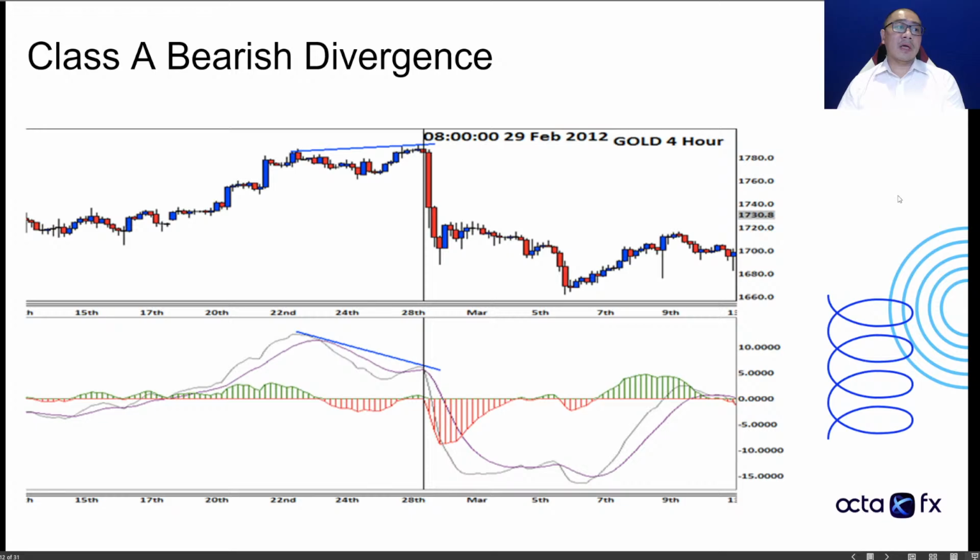So let me give you an example of a Class A bearish divergence using the MACD right now. This is on gold. This was taken about 10.5 years ago. This is an example that I took on the 29th of February 2012. Right, that's how long this material has been around for. But anyway, we see price continues to create a higher high.